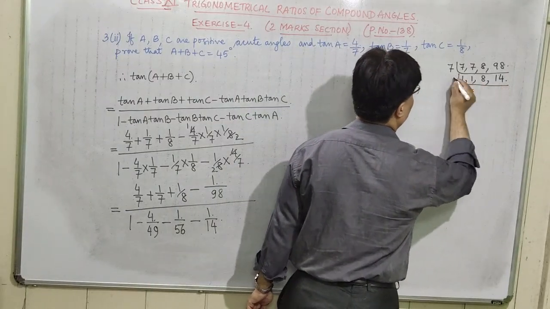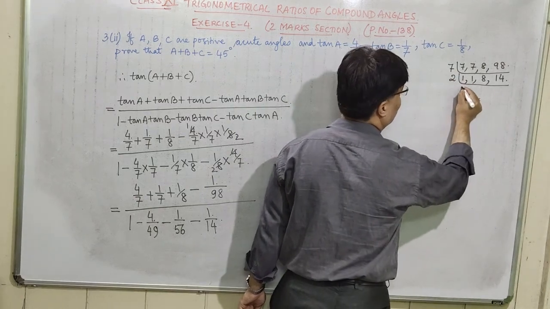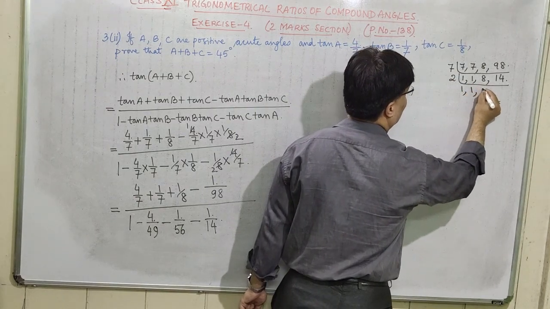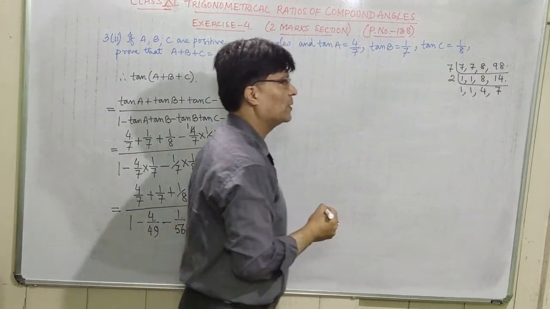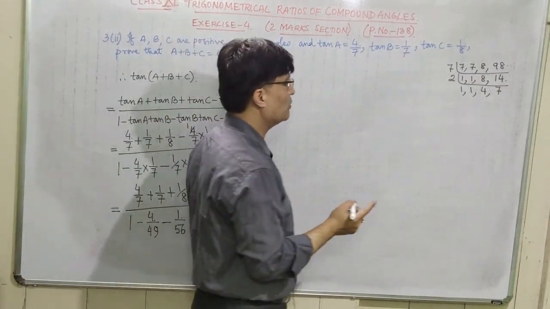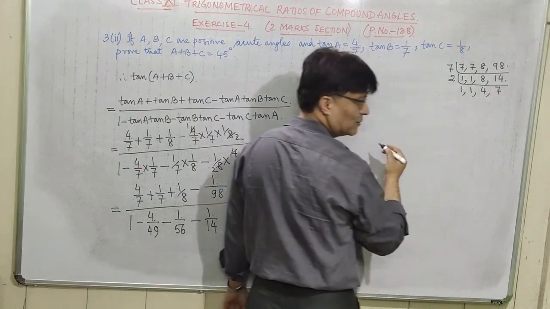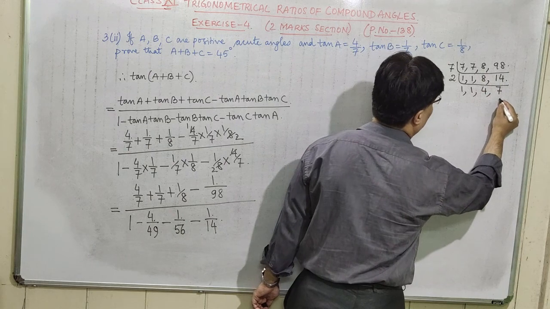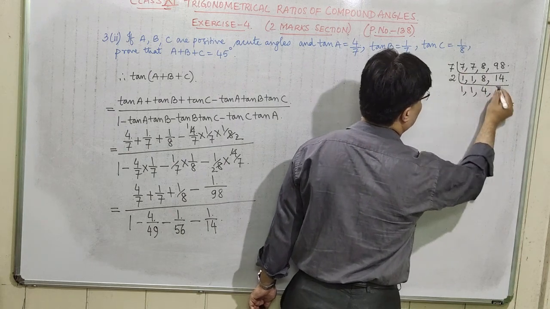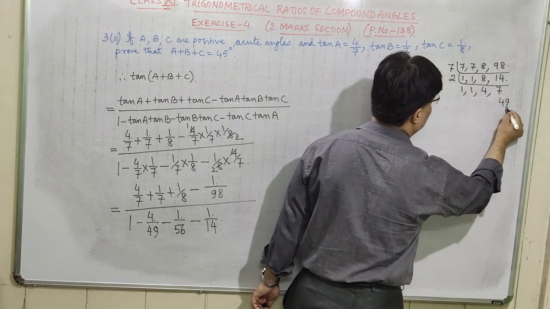So again, you can divide it by 2. 1 cannot be divided by 2, so write 1, 1. This is 2 fours are 8, this is 2 sevens are 14. Is that clear? So now, this is 4 and this is 7. Now you can multiply all these numbers. 7 sevens are 49, and 4 twos are 8.